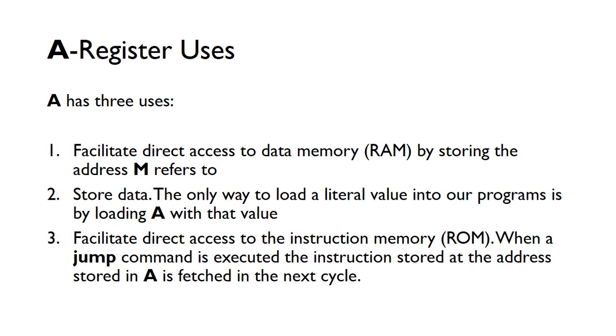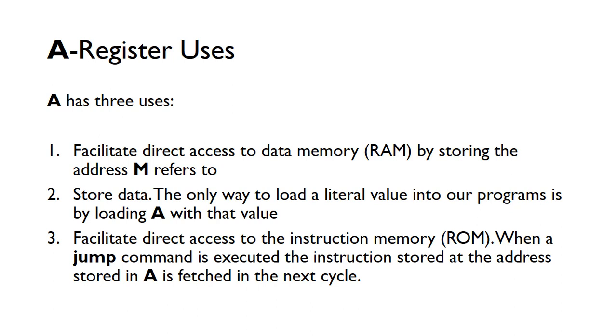So the A register is a bit more flexible. It's got 3 uses essentially. Number 1, it allows us to access the data memory, so the RAM, by storing the address which M refers to. So remember, we can use A to set the address of RAM. We can also use it to store data. So it's not just addresses, we can also store data. And we can store any literal value essentially in A, and it's actually the only way to load a literal value into our program, by first loading A with that value.